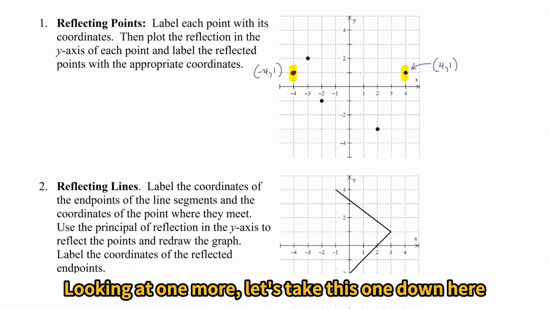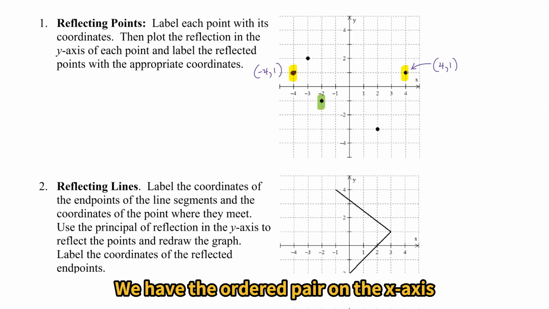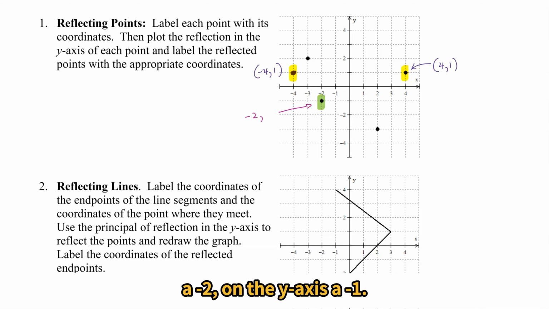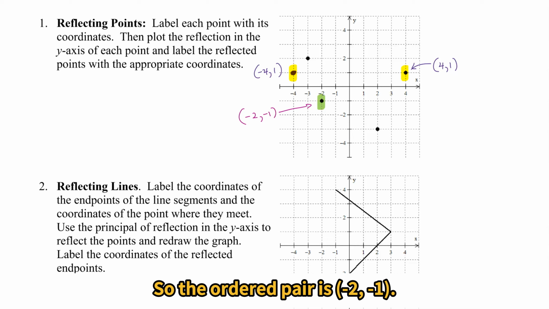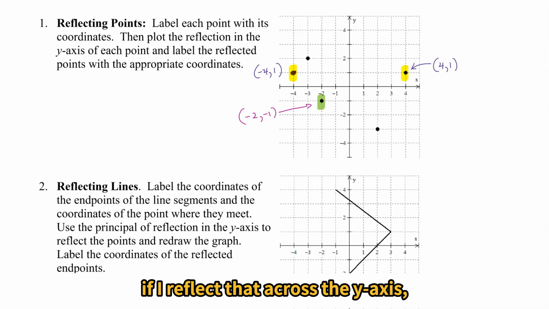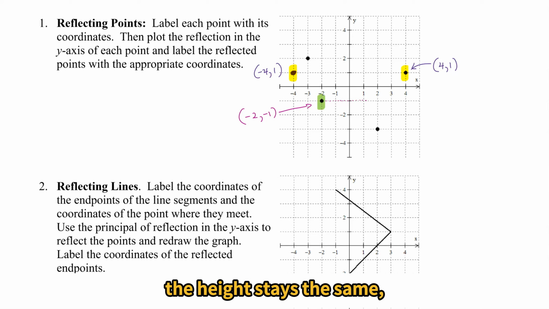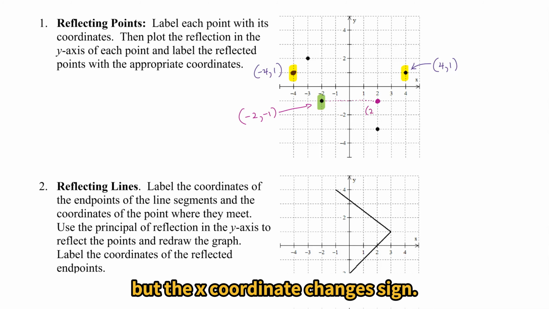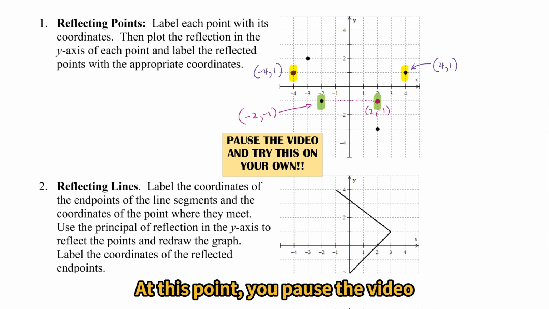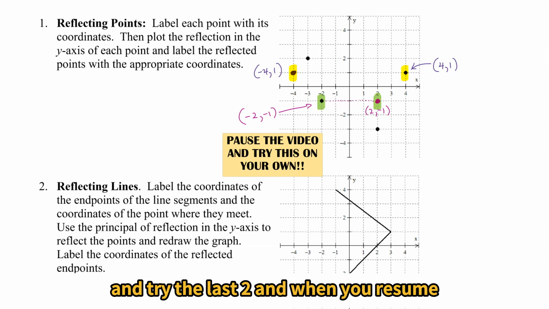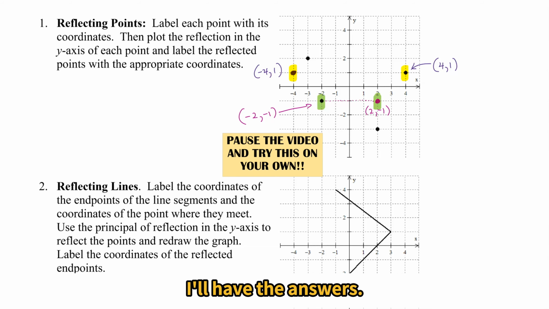Looking at one more, let's take this one down here in the bottom left corner. We have the ordered pair on the x-axis, a -2, on the y-axis, a -1. So the ordered pair is -2, -1. If I reflect that across the y-axis, the height stays the same, but the x-coordinate changes sign. At this point, you pause the video and try the last 2, and when you resume, I'll have the answers.